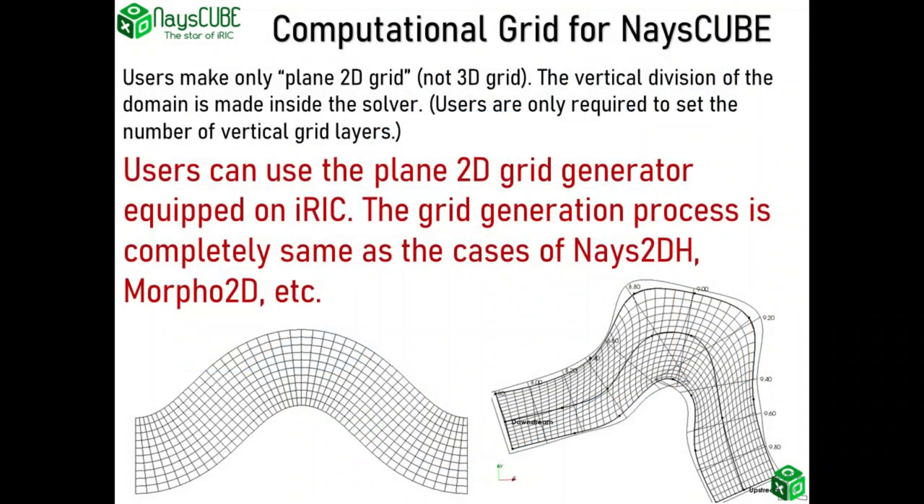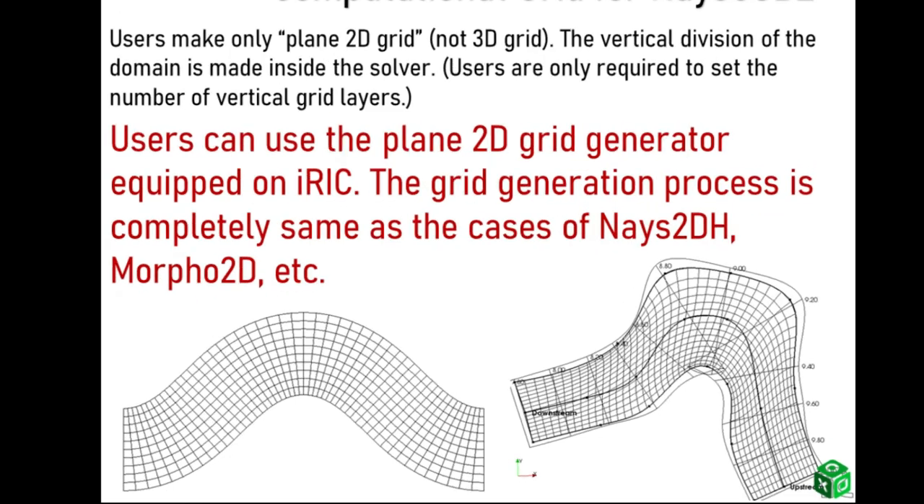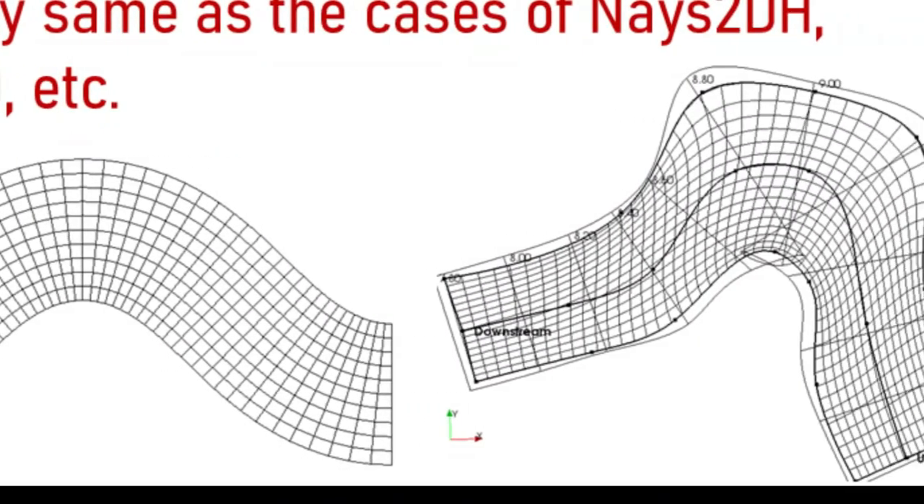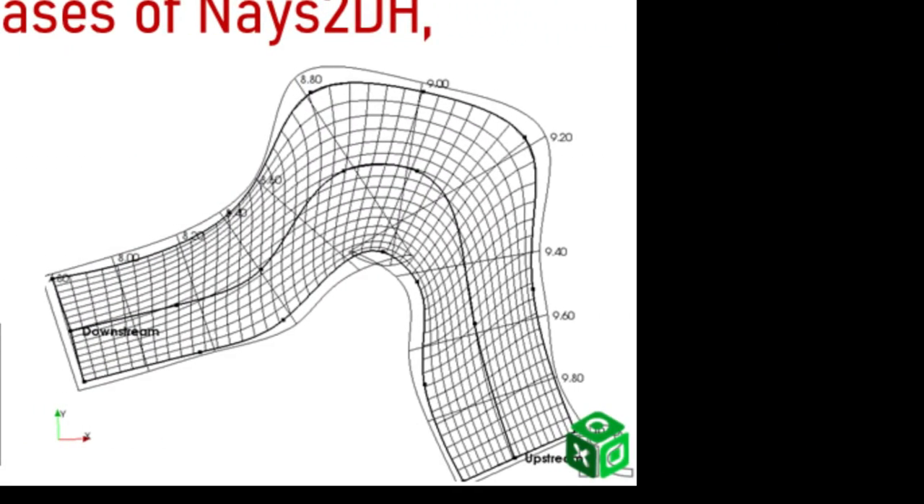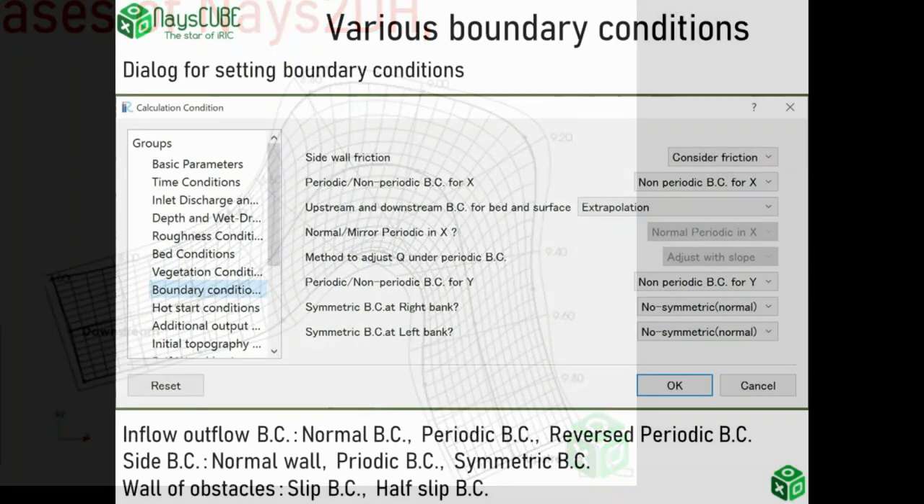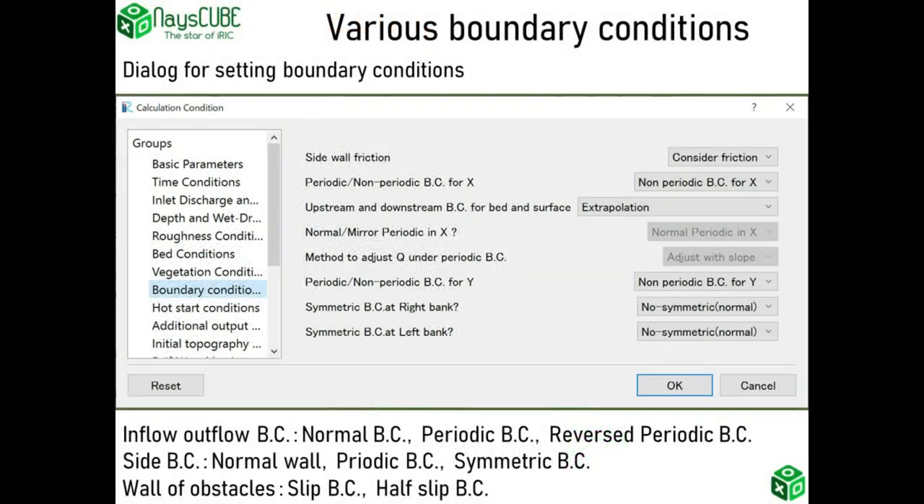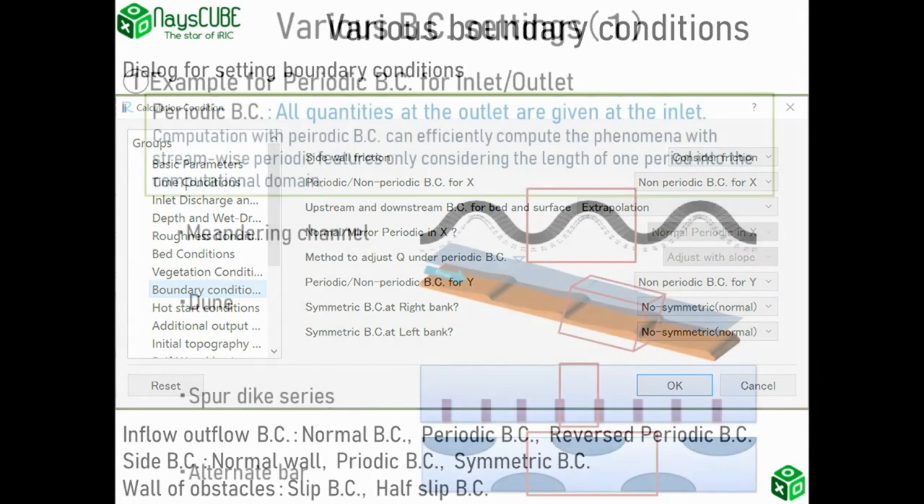In general, creating a 3D computational grid is a very time-consuming and complicated task. But don't worry, NaysCUBE requires only a plain two-dimensional grid. The vertical division is done inside the solver. Various boundary conditions such as periodic boundary conditions, symmetric boundary conditions, etc. can be easily set in NaysCUBE. This is one of the major advantages of this solver.